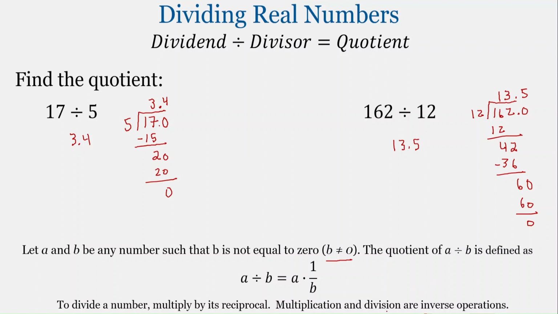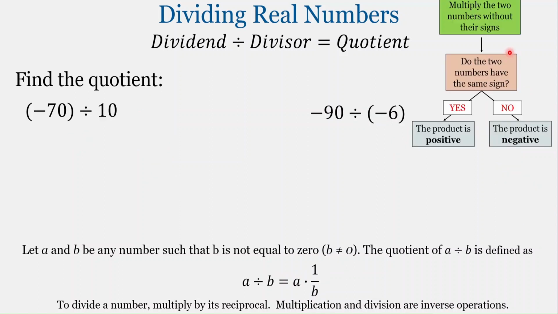We talked about inverse operations when we looked at addition and subtraction. Addition and subtraction are also inverse operations. They undo each other. Since multiplication and division are inverse operations, and we can convert division into multiplication by multiplying by the reciprocal, characteristics of multiplication are going to carry over.